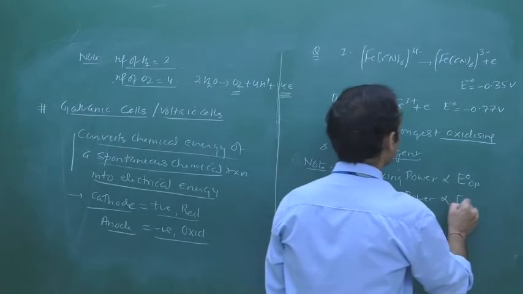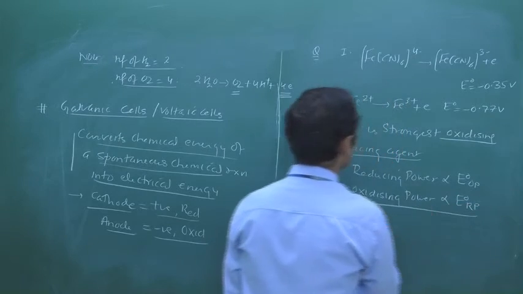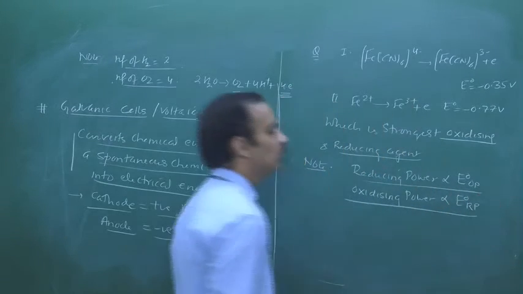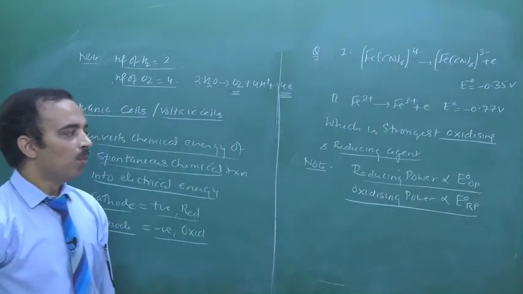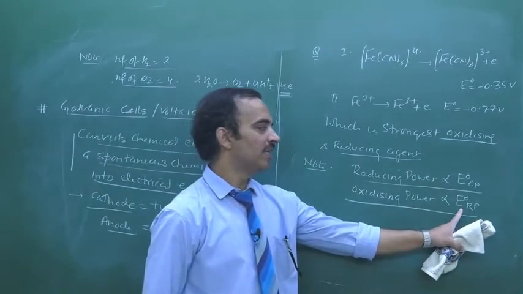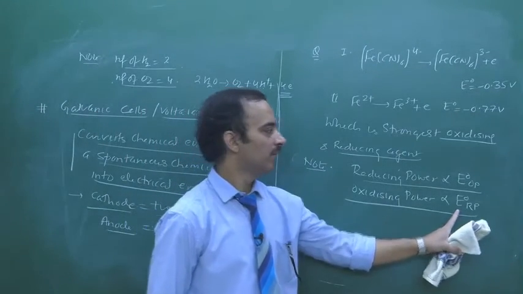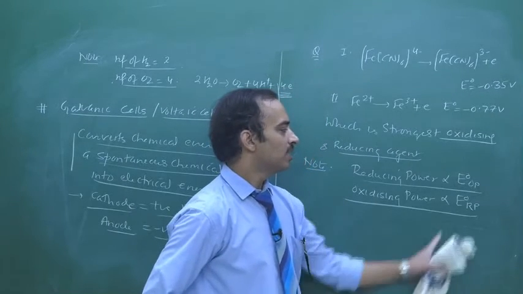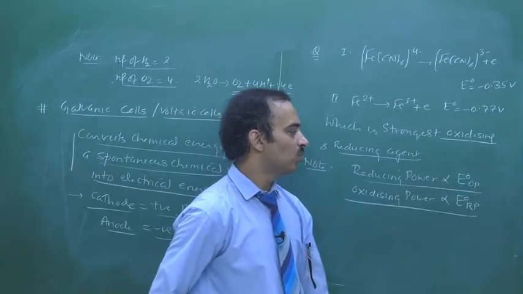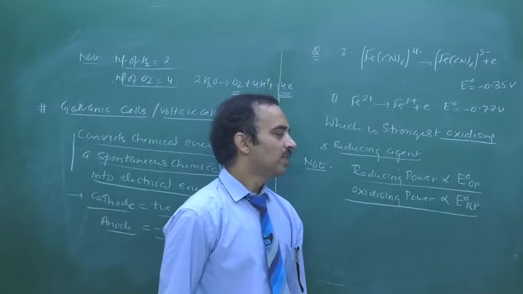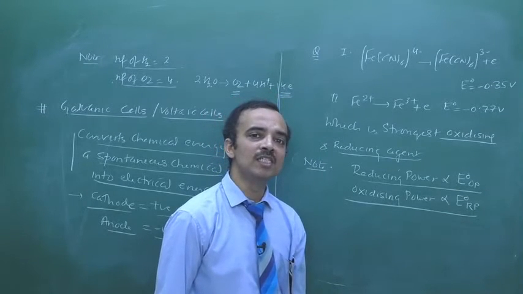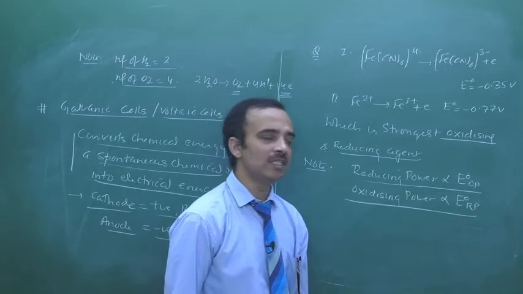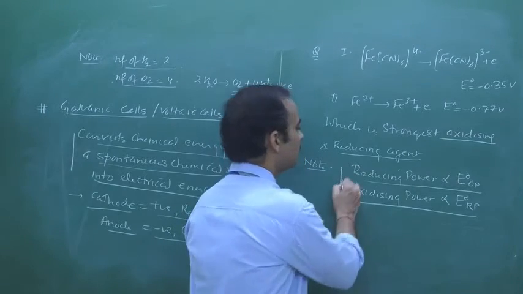Now oxidizing power is proportional to E naught RP. More is E naught RP, more is the tendency to get reduced. Beta, E naught RP means standard reduction potential. The one who gets reduced easily will oxidize others easily.